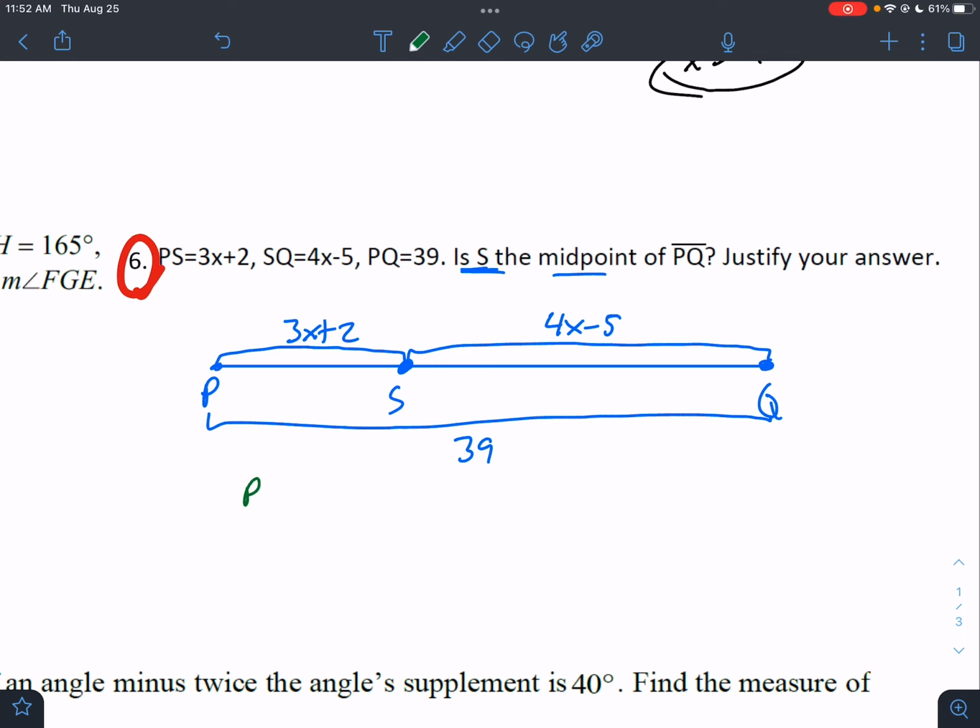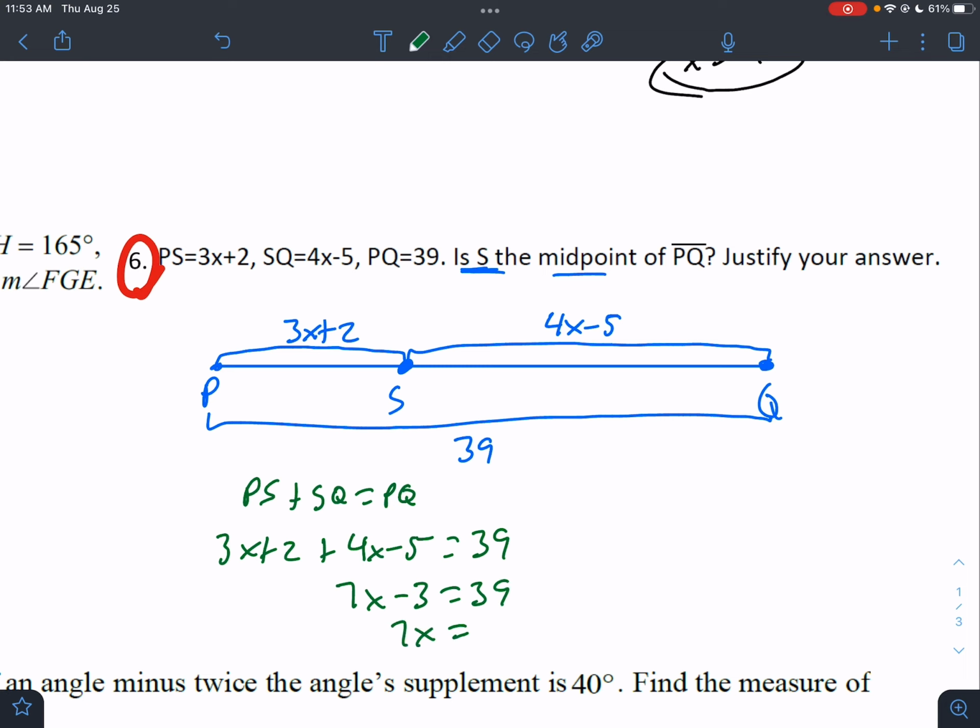We know for sure that PS plus SQ has to equal PQ. That's true. That is segment addition postulate. So let's solve. 3x plus 2, that's PS. 4x minus 5, that's SQ, has to equal 39. That has to be true. So 7x minus 3 has to equal 39. So 7x has to equal 42. X has to equal 6.